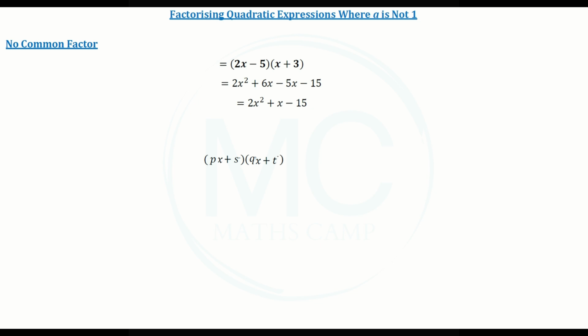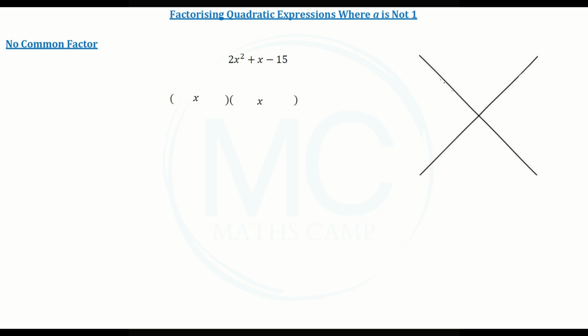Let's use the equation above. 2x squared plus x minus 15. X squared is the variable in the first term. So let's draw our brackets and put in our x's. I'm going to draw a big X up here, as I find it really helps, but it is up to you if you want to draw the X or not.